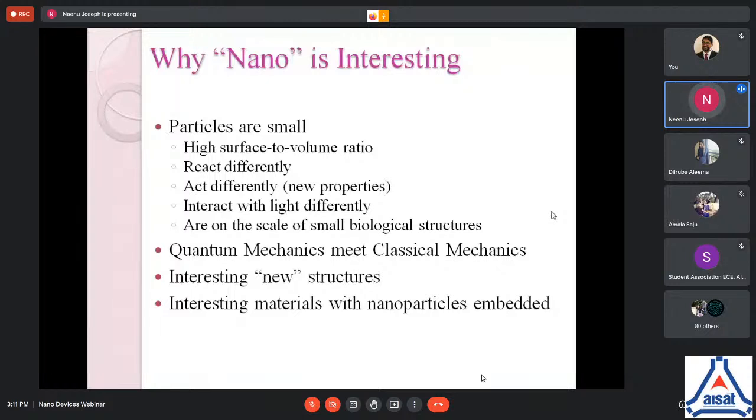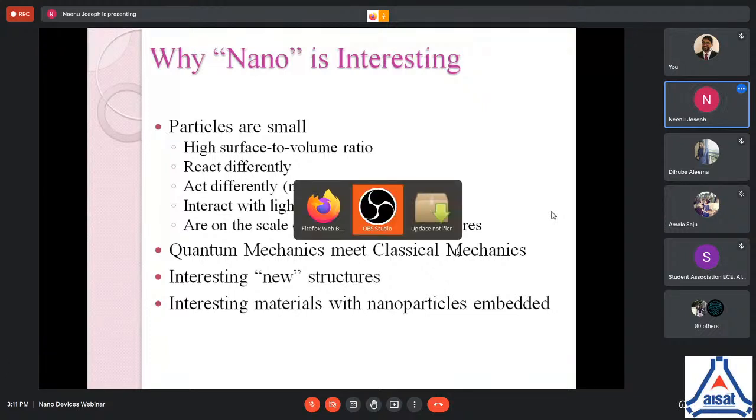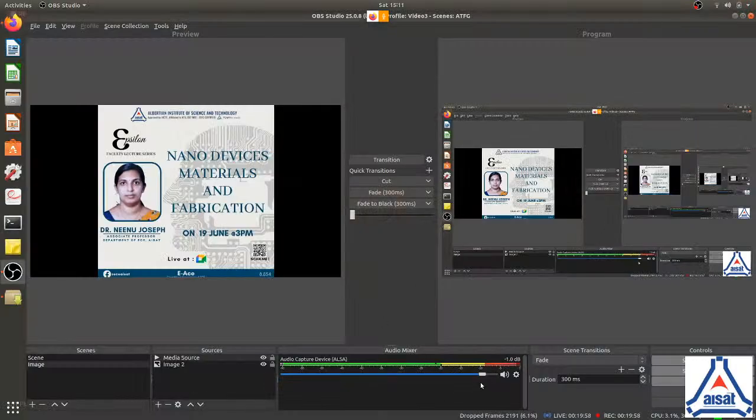Next, why is nano interesting? Here particles are of very small size, with a high surface to volume ratio, and react and act differently. They interact with light differently, that is the optical property, and are on the scale of small biological structures. And coming to quantum machines meeting classical machines or structures, interesting materials with nanoparticles embedded.